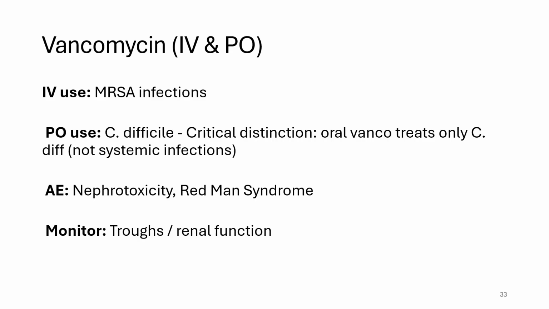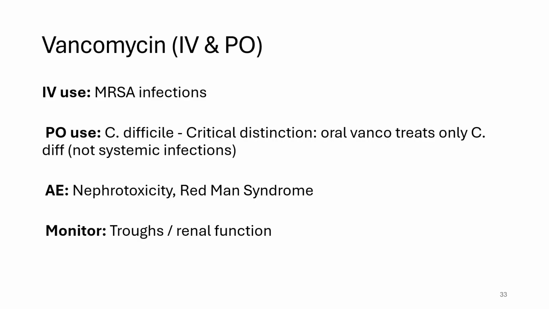Now, the critical distinction is that oral vancomycin is only used for C. difficile infection. Oral vancomycin does not get absorbed systemically, so it does not treat bloodstream or tissue infections. If you give vancomycin by mouth, you are treating C. difficile in the gut only, nothing else. This is a very common exam question and clinical pitfall.